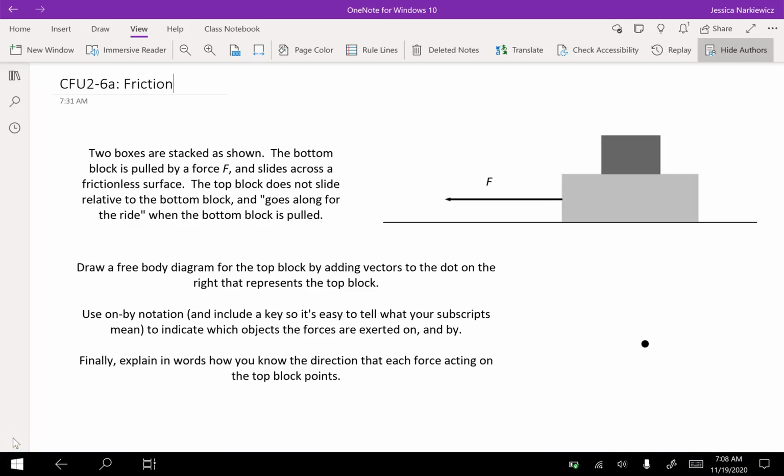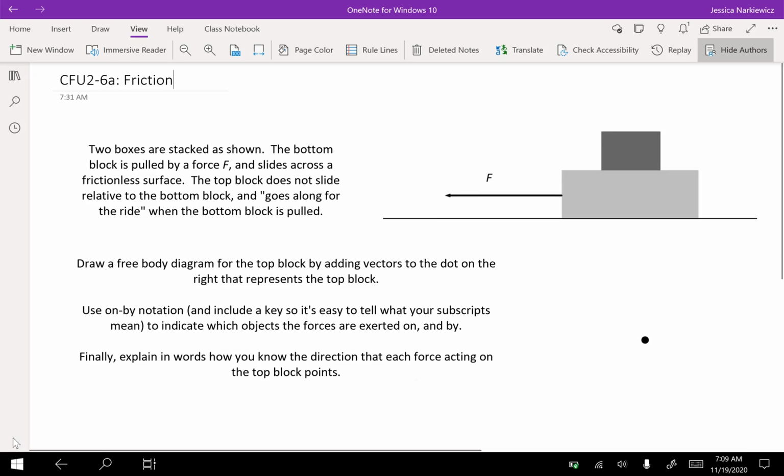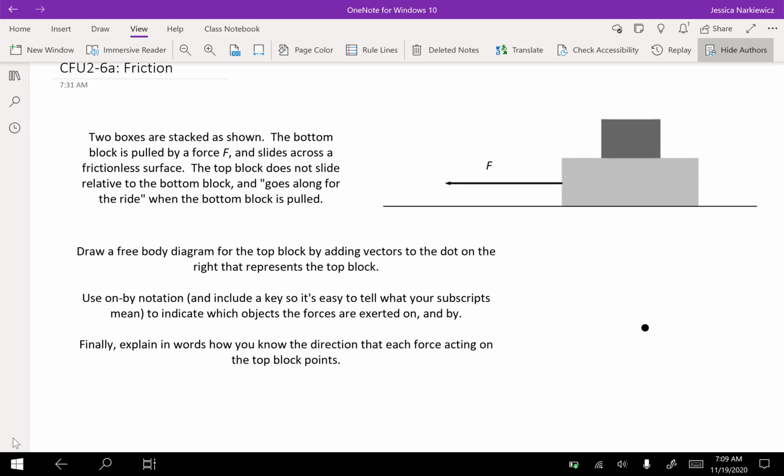Okay, so let's say we have two boxes that are stacked as shown. The bottom box is pulled by a force F and slides across a frictionless surface, and the top block does not slide relative to the bottom block and goes along for a ride when the bottom block is pulled. So the first thing we need to do is draw a free body diagram for the top block by adding vectors that represent, and we should use on by notation.